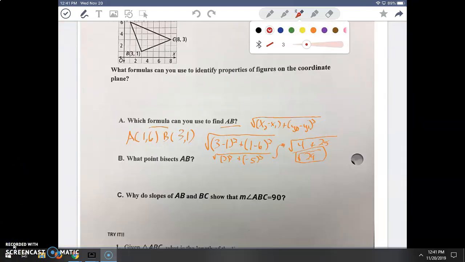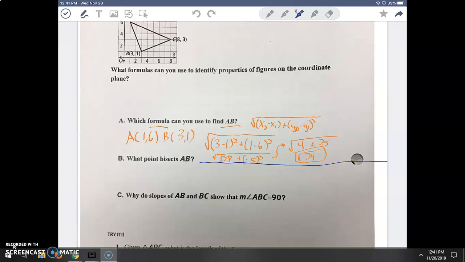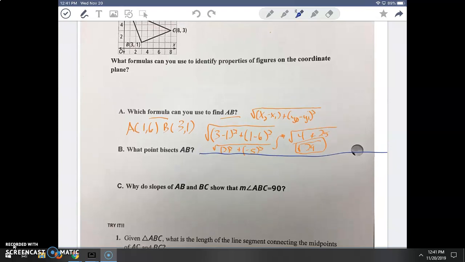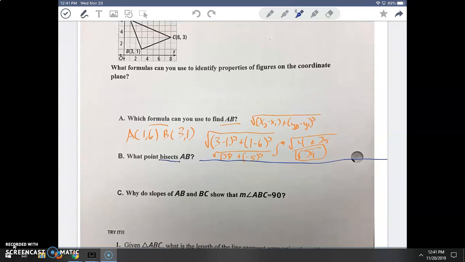Okay, so I'm moving on to the next one, which is the B part. Again, you can pause and check to see what I did. That's just me using the distance formula and getting the square root of 29. So what bisects AB? Well, remember, bisect means split into two equal parts. I'm hoping you guys would know that by now because we have talked about it, and I've asked you over and over again what bisect means.